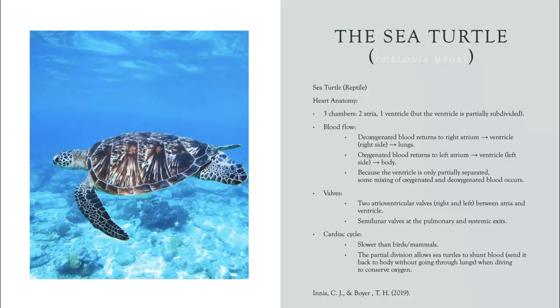Next, we will discuss the sea turtle. The sea turtle is our reptile. The heart anatomy includes 3 chambers, 2 atria, 1 ventricle, but the ventricle is partially subdivided. As for the blood flow, we have deoxygenated blood that returns to the right atrium, then to the ventricle on the right side, and then to the lungs. Then oxygenated blood returns to the left atrium, to the ventricle on the left side, and then throughout the body.